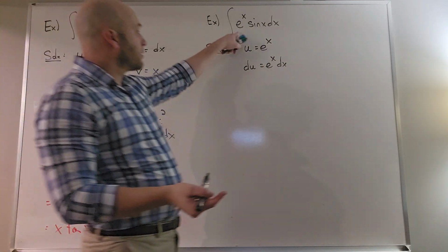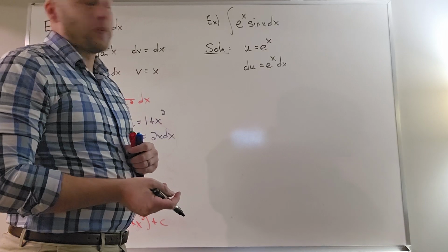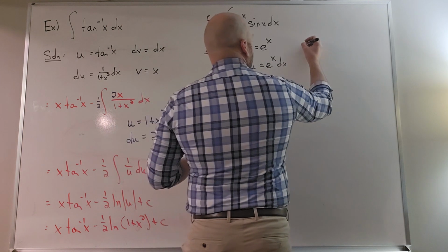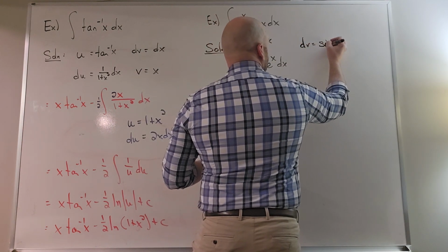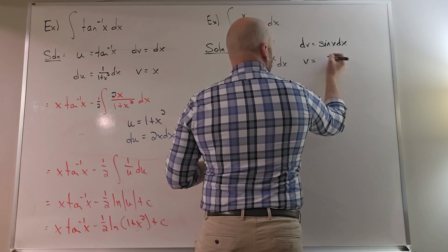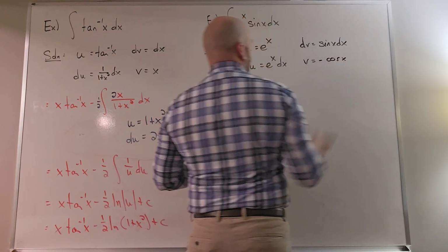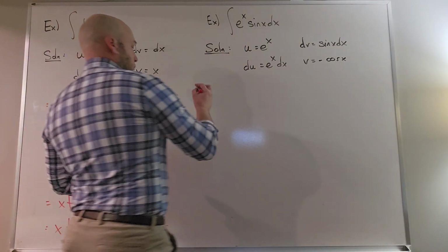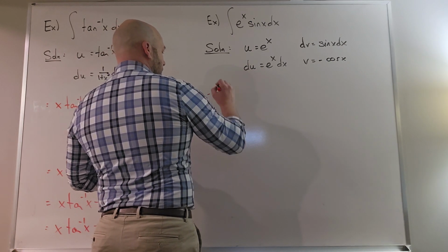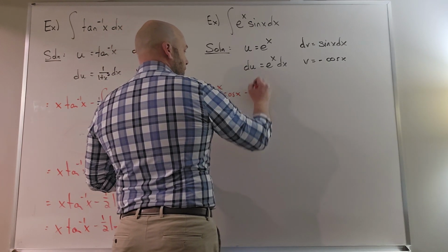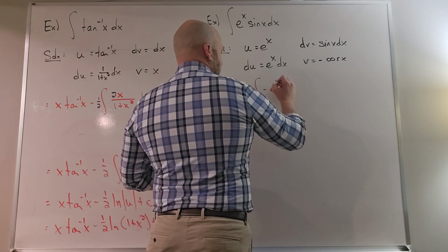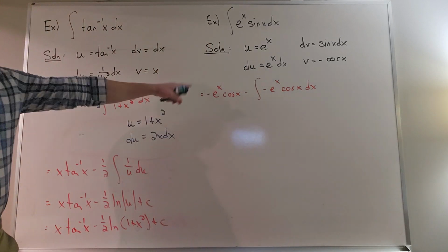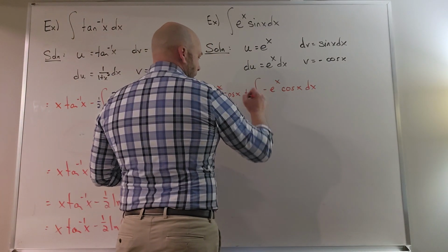Of course, e to the x and sine of x, we can differentiate and find antiderivatives of both, so that doesn't really narrow it down. That's when I had to go to my hierarchy. So then dv is sine x dx, and v would therefore be negative cosine of x. Let's see what we got. I get negative e to the x cosine of x minus the integral of negative e to the x cosine of x dx. Two negatives there, so I'll just make that a positive.